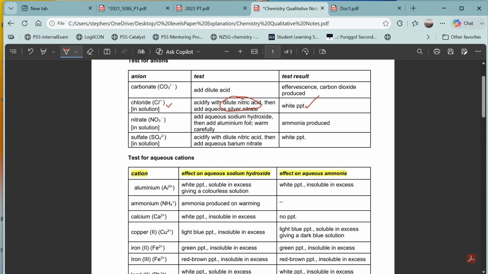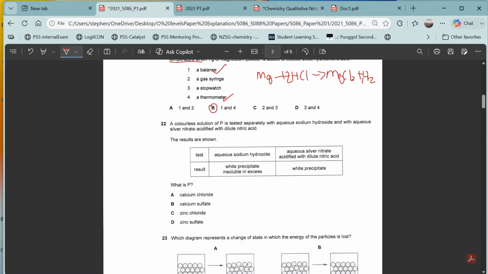And sodium hydroxide, which one has white precipitate, insoluble in excess? I think it's this one, calcium. So the solution must have calcium, must have chloride, right? In case you want to know, revise again, this white precipitate is silver chloride. This one is barium sulfate. It's always like that. And all the white precipitates are the hydroxides. Going back to the question, so calcium chloride, because this means calcium 2 plus is present. This means chloride is present.